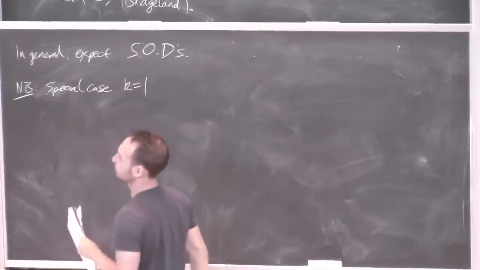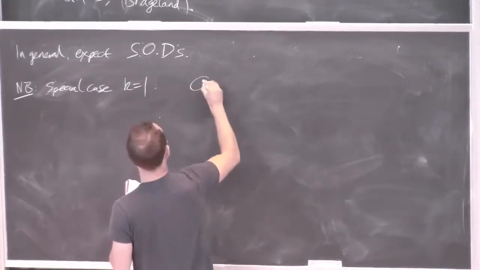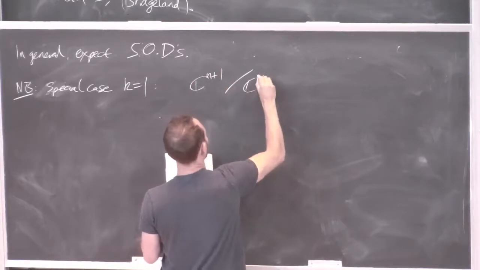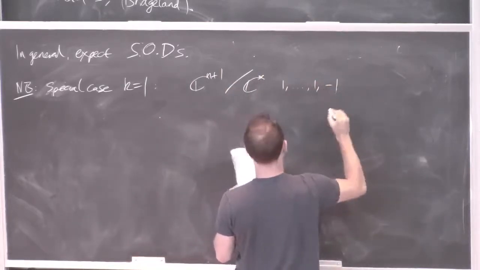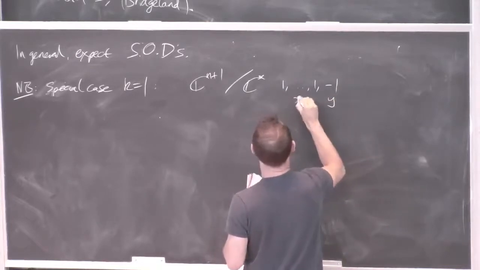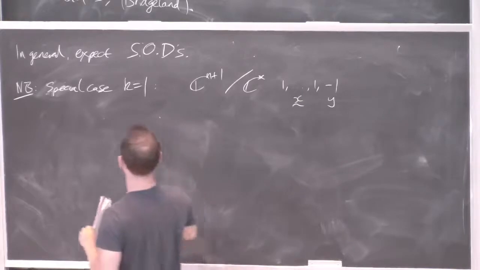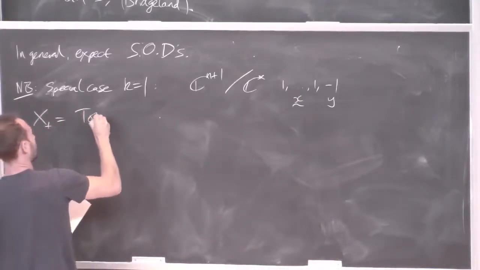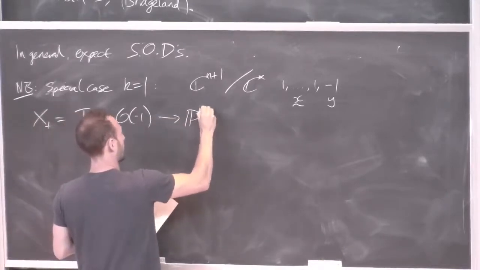What happens if I set k equals 1? Right? So I'm taking C^(n+1), and I'm trying to mod out by the action of a C star, which has weights 1, 1, 1, 1, 1, and then minus 1 at the end. Then x plus is just going to be the total space of the line bundle O(-1) over P^(n-1).